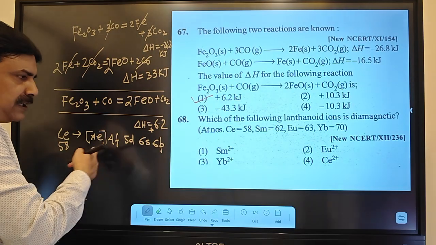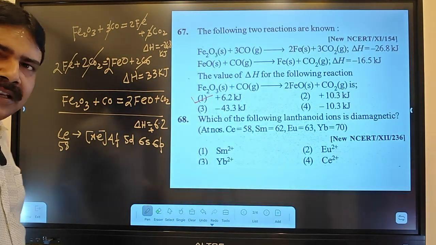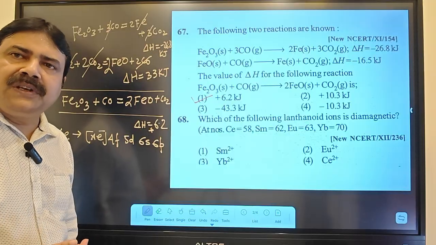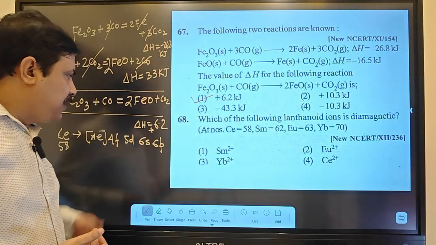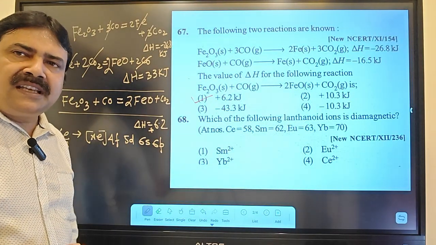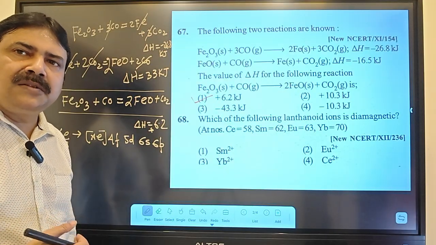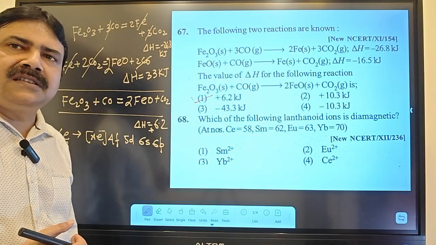Electrons fill from lower energy to higher energy. How can we find the energy of an orbital? By the n plus l value, as I told previously. The number before the orbital is the n value. And the azimuthal quantum number l value for an s orbital is nothing but 0. For the p orbital, it is nothing but 1.